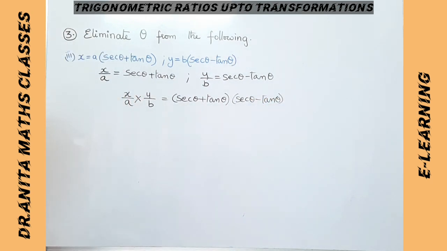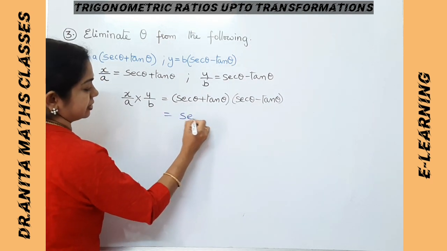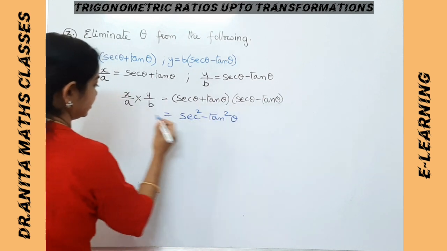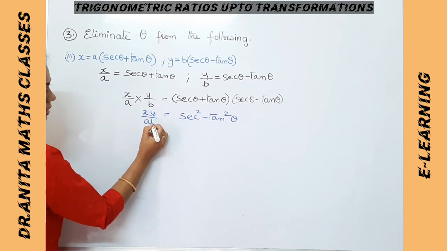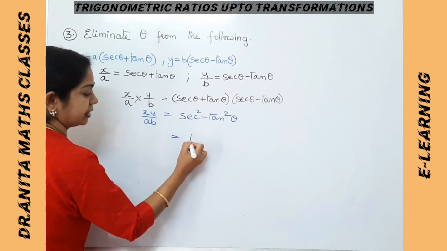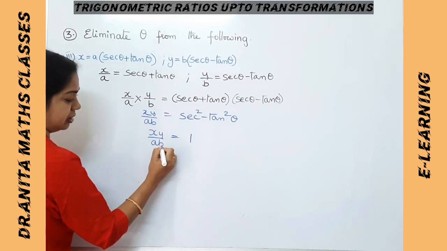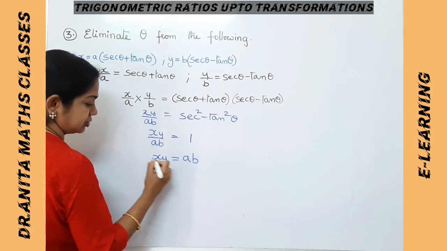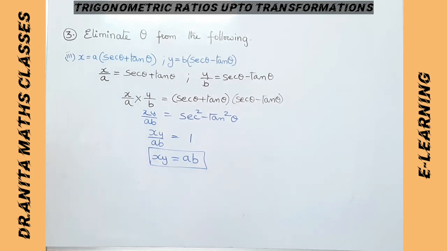So this comes to secant square theta minus tan square theta, like a plus b, a minus b, right? Now this comes to xy divided by ab, and this value is equal to 1 according to the trigonometric identity. So xy is equal to ab. If you cross multiply, xy is equal to ab into 1. So this is the equation we got, eliminating theta. Pause the video, note it down.